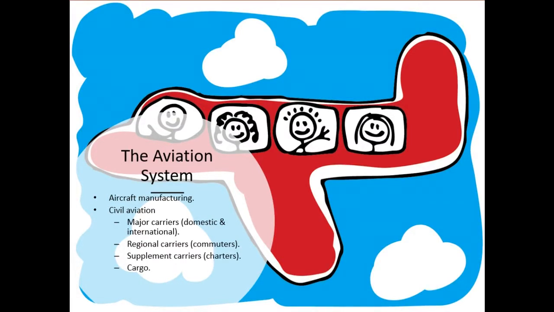So the aviation system actually consists of a few sectors. I will name them one by one. The aviation system consists of aircraft manufacturing.